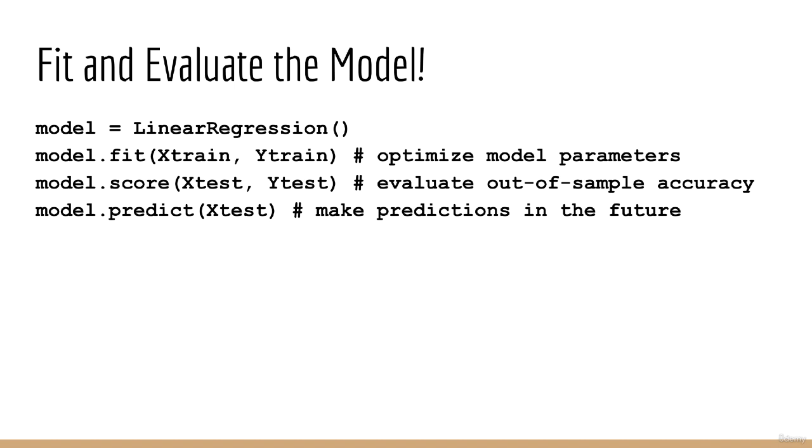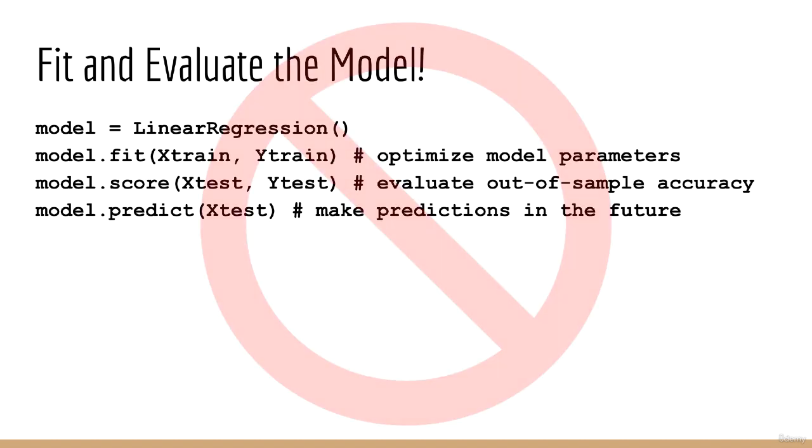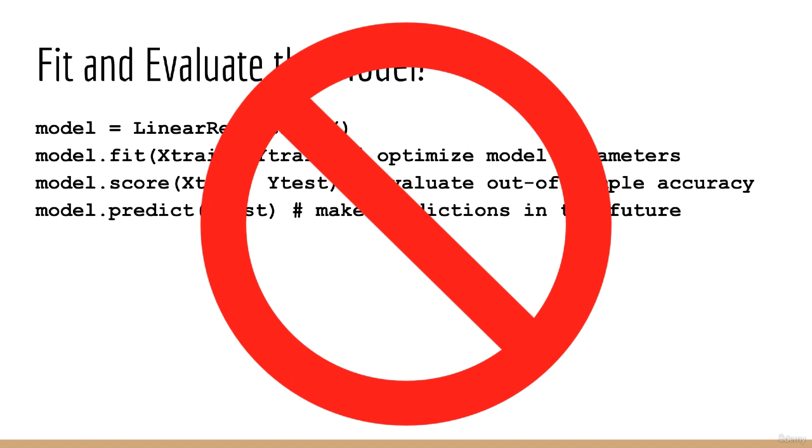Then we fit our model. So we instantiate a linear regression object. Then we call model.fit xtrain ytrain. Then we can calculate the out-of-sample accuracy of our model by calling model.score xtest ytest. We can also make future predictions using model.predict xtest. Unfortunately, this is all wrong. I repeat, do not do this.